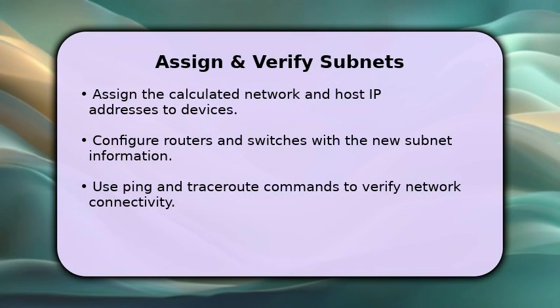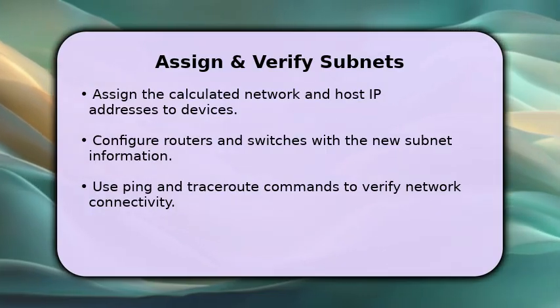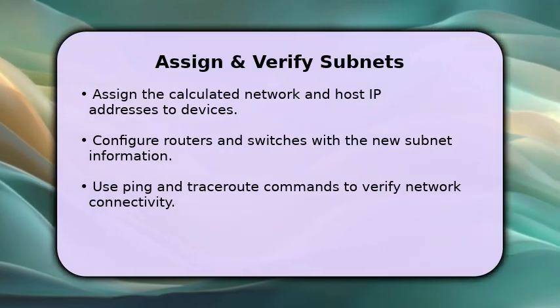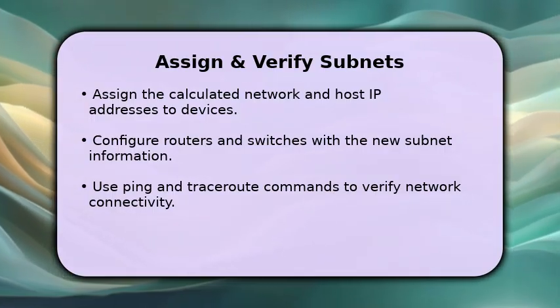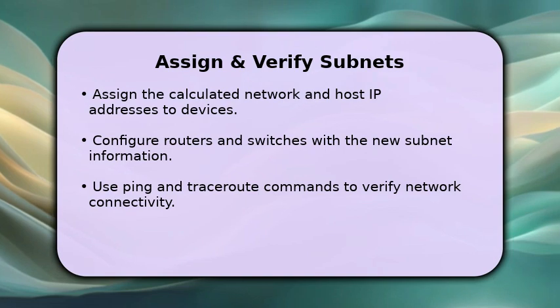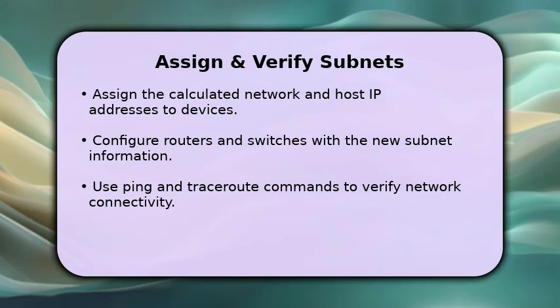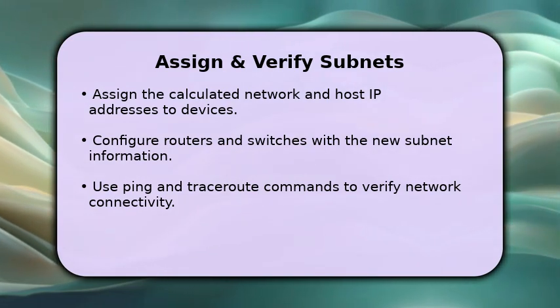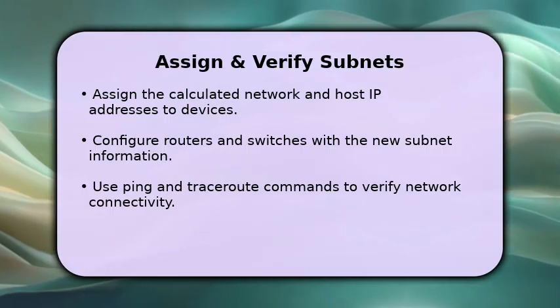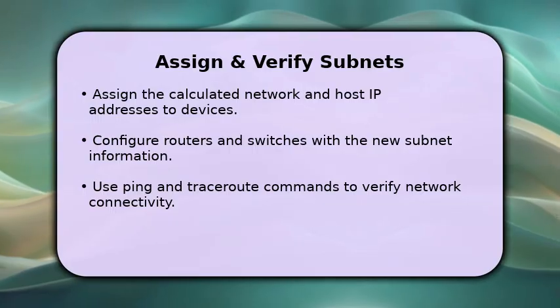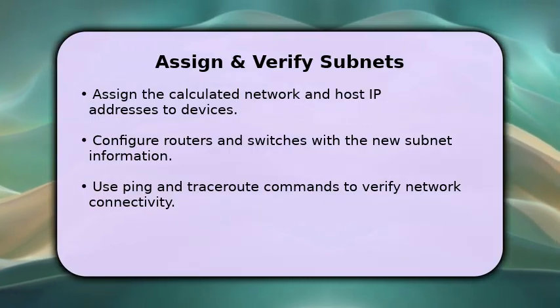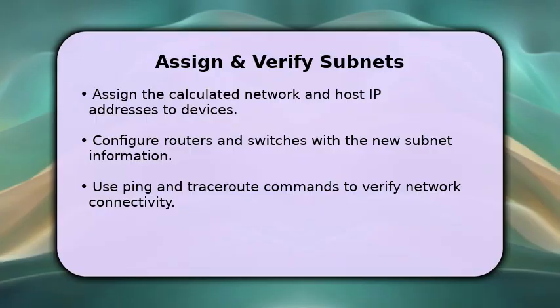With your subnets defined, it's time to assign those IP addresses to your network devices. Configure your routers and switches with the new subnet masks and network addresses to ensure proper routing. Always test your new configuration thoroughly using tools like ping and traceroute to confirm connectivity across all subnets. Remember to document everything for easy maintenance and future adjustments.